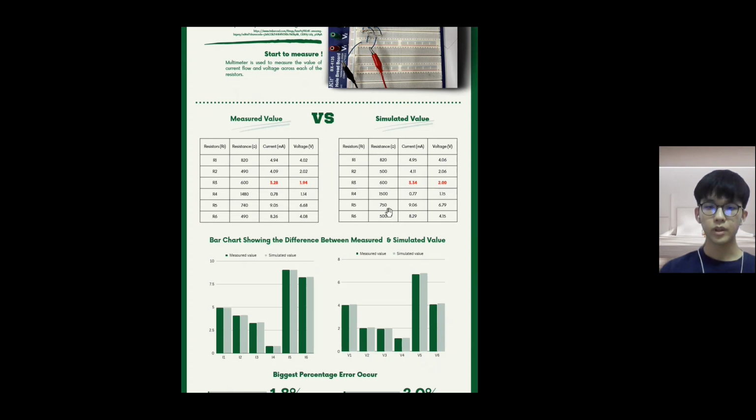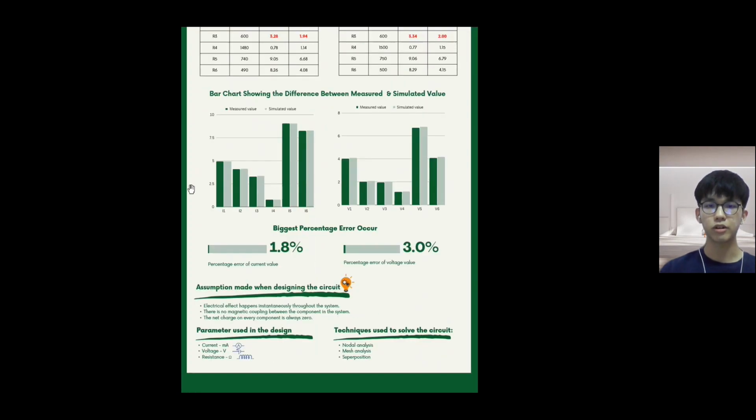And then I also constructed a bar chart to show the difference between the simulated and also the measured values in a more visual way. From the results, we can observe that the biggest percentage difference between the measured current and also simulated current is 1.8%. And the biggest percentage difference between the measured voltage and also the simulated voltage is 3%.